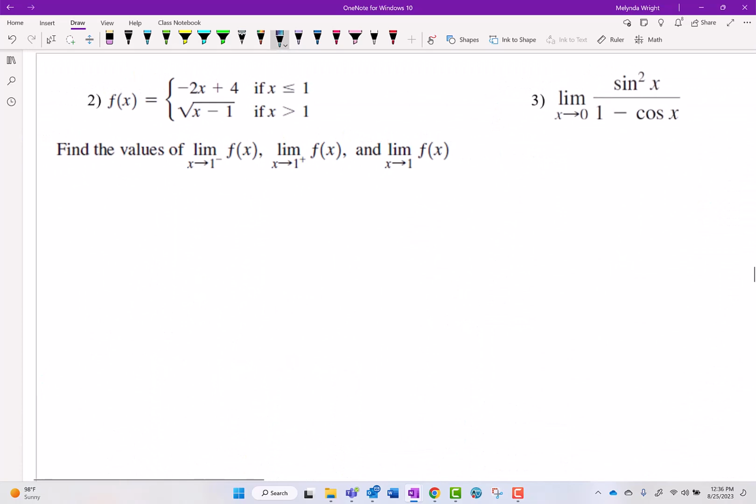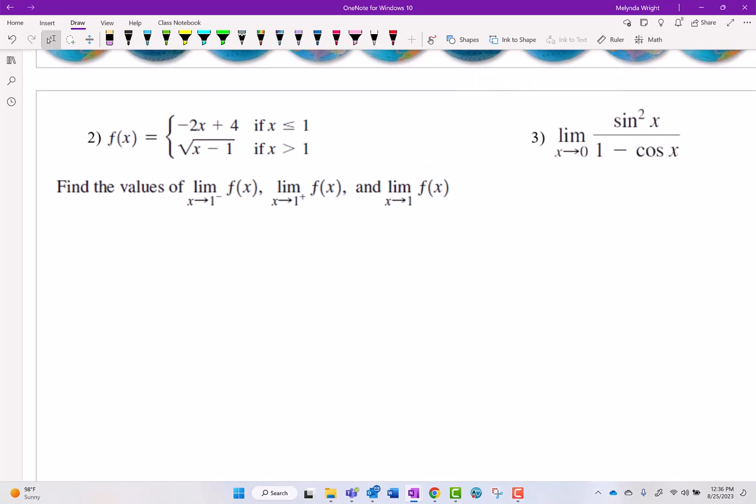So this first one is not a trig function. It's just a limit problem. It's just getting us used to more practice with left and right-sided limits and piecewise functions. We've already worked on this before. It's just another example.